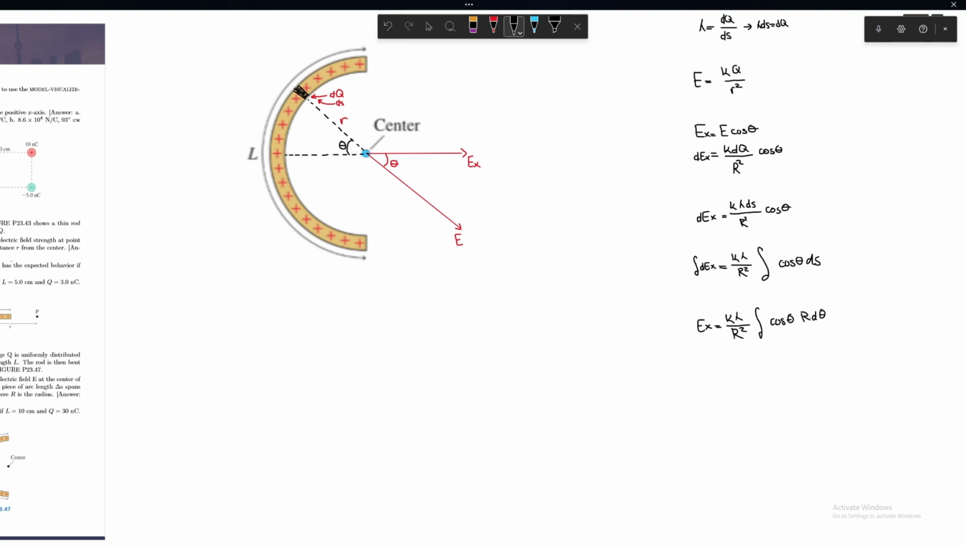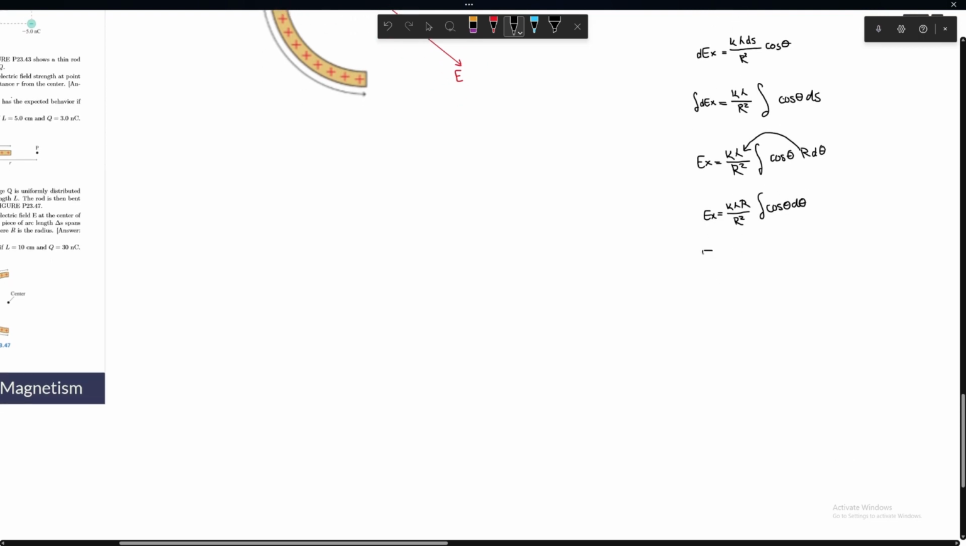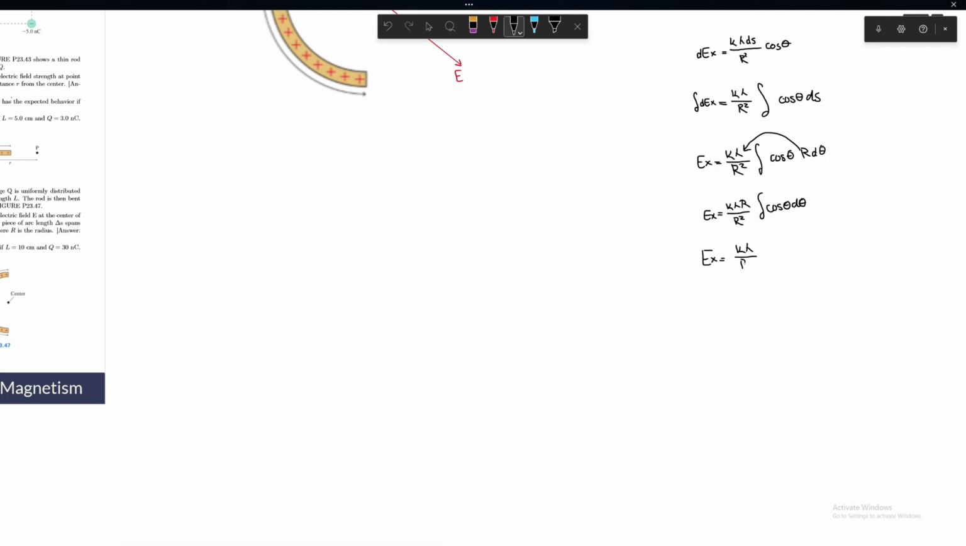Now, like we said, r is a constant, so actually I could take this out here. And so what I'll get is Ex equals k lambda r all over r squared. Obviously, this will cancel out. And you see now my integral simplified a hell of a lot. And so my Ex equals now k lambda over r, one of the r's cancels out. And my integral will become sine theta from some bounds.